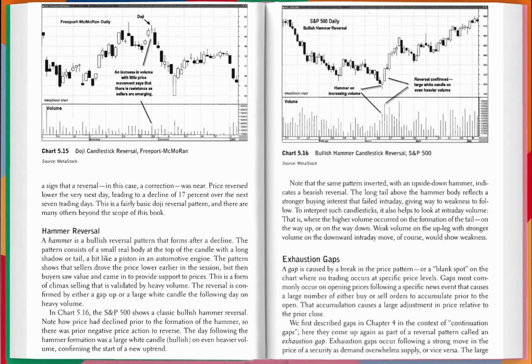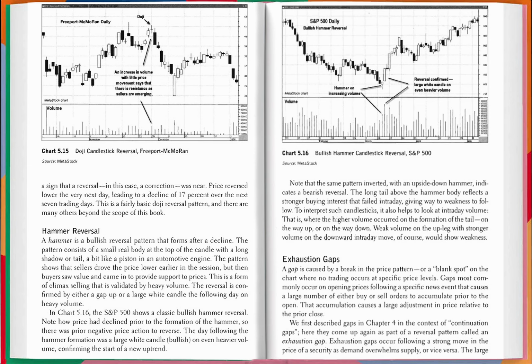In Chart 5.16, the S&P 500 shows a classic bullish hammer reversal. Note how price had declined prior to the formation of the hammer, so there was prior negative price action to reverse. The day following the hammer formation was a large white candle, bullish on even heavier volume, confirming the start of a new uptrend. Note that the same pattern inverted, with an upside-down hammer, indicates a bearish reversal.